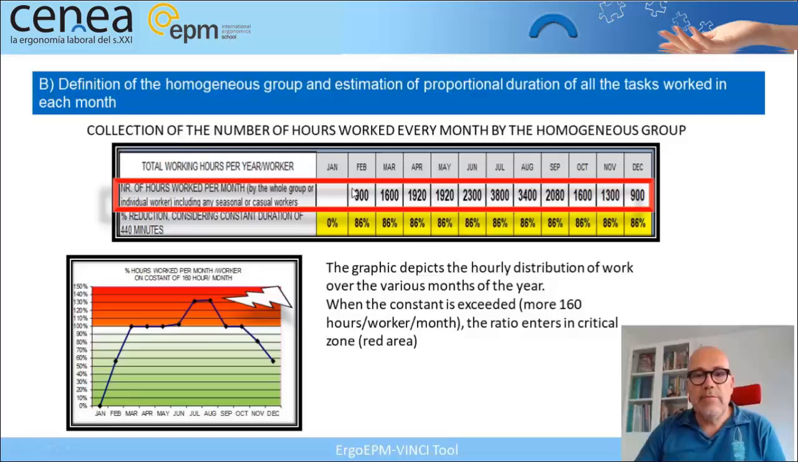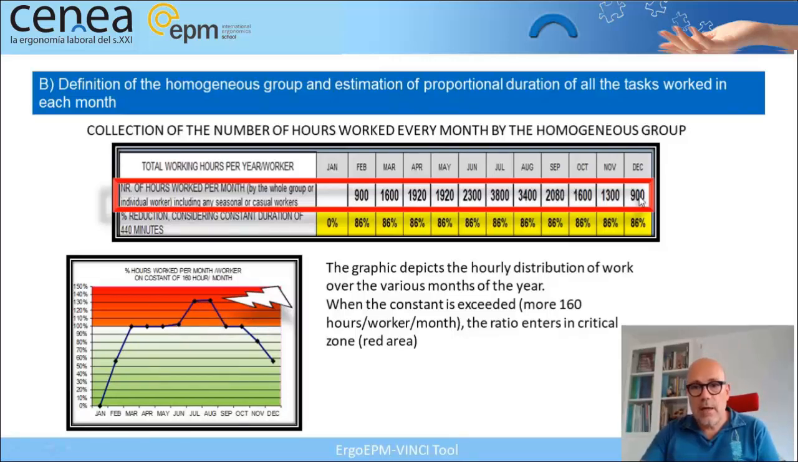On the other hand, we write in the tool how many hours that homogeneous group has worked each month. There may be months that the same work is not done, for example, because there is no demand, because it is raining under construction and they cannot work, etc., due to breaks or illnesses. In the graph that we see, what is the distribution of hours worked each month? The percentage is automatically plotted against a constant. The constant is 160 hours per worker worked per month. When we exceed that constant, it is graphed in the red zone.